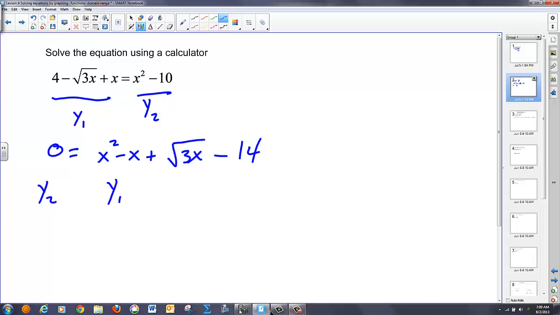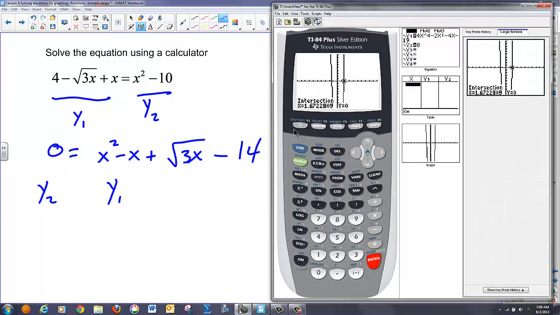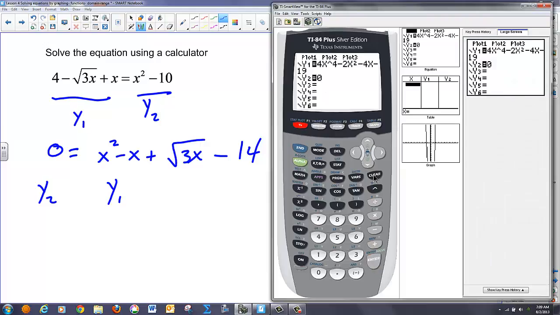And then find the intersection of those two curves. So let's go back to our calculator, go to y equals, and clear this first one out. Now I'll type in my new equation of x squared minus x plus square root. So here's my square root button in blue. And notice you'll get a parentheses. You want to put the whole 3x inside of there. Close those parentheses off. And minus 14.